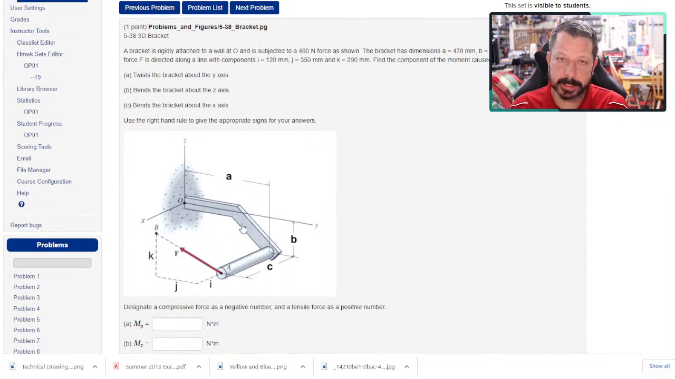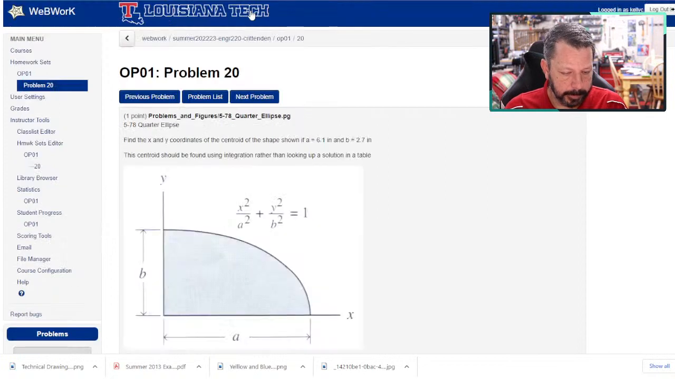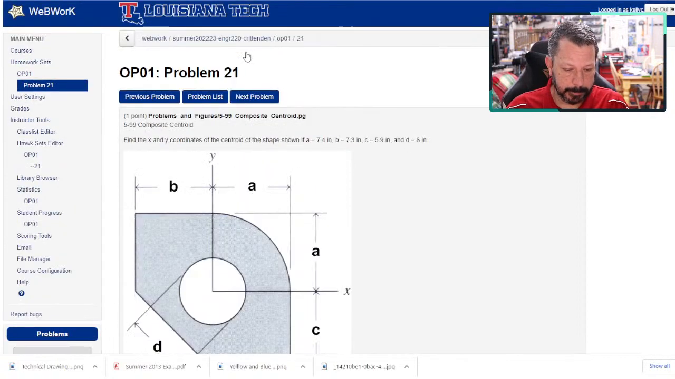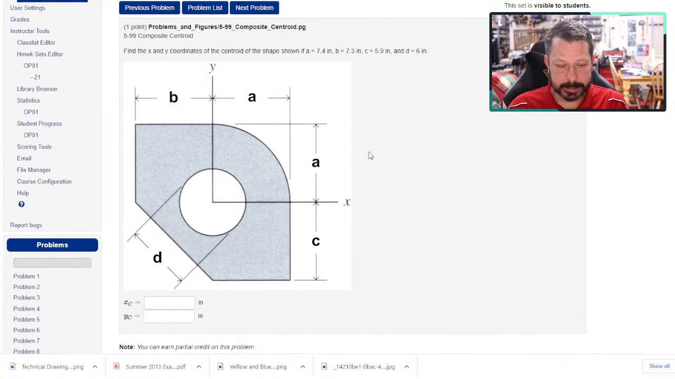You won't have one of these. This is a 3-dimensional moment that we haven't even talked about. That is a good thing to be able to do, but it's not on exam 1. This is a centroid by integration. You will have a centroid, but not by integration. You will have one more like this.